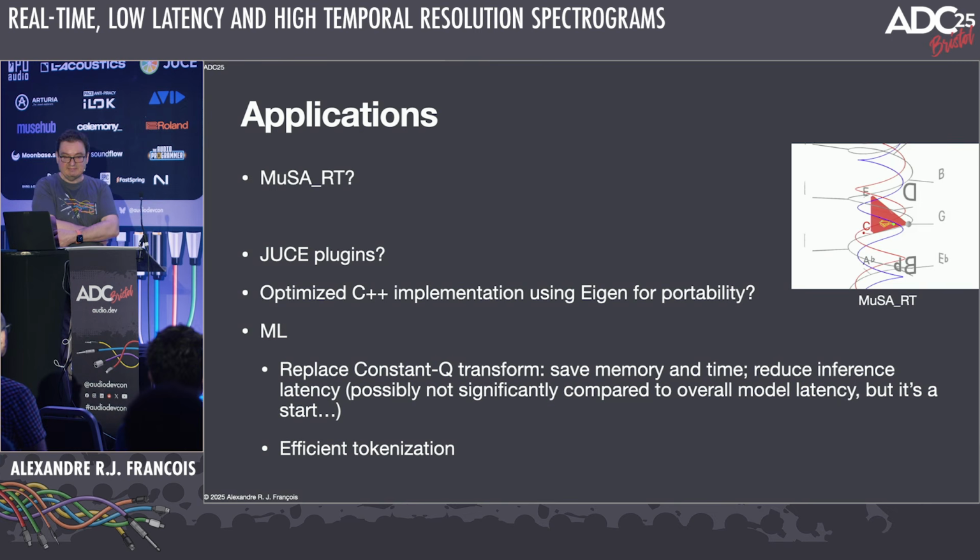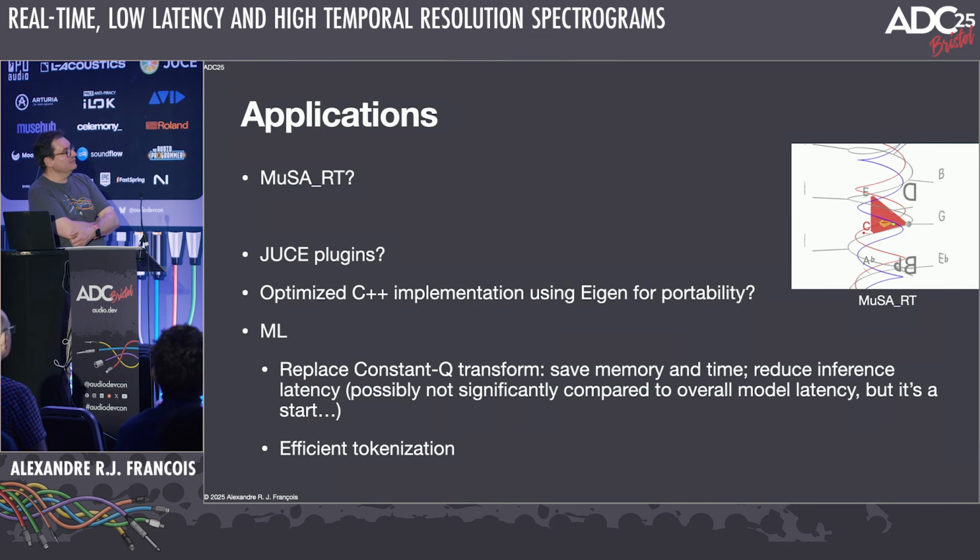The problem is my C++ implementation uses the Accelerate framework, which is Apple specific. Maybe a more optimized implementation using something more portable like the Eigen library would be useful. Again, I don't have time to do that. So if you're interested and want to do that, please go for it and share back with the community.